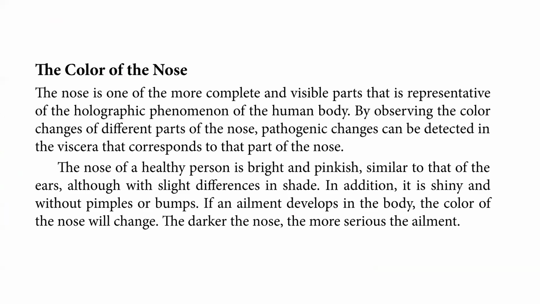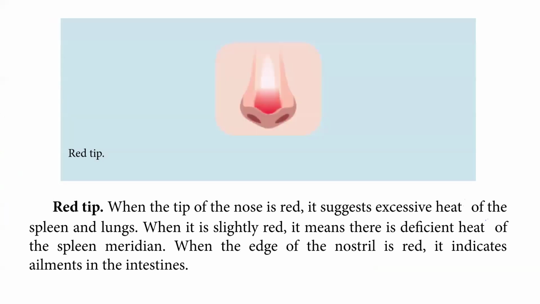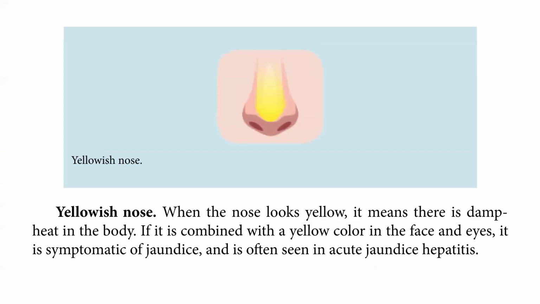If an ailment develops in the body, the color of the nose will change. The darker the nose, the more serious the ailment. Here we have a picture of a red-tipped nose. When the tip of the nose is red, it suggests excessive heat of the spleen and lungs. When it is slightly red, it means there is deficient heat of the spleen meridian. When the edge of the nostril is red, it indicates ailments in the intestines.